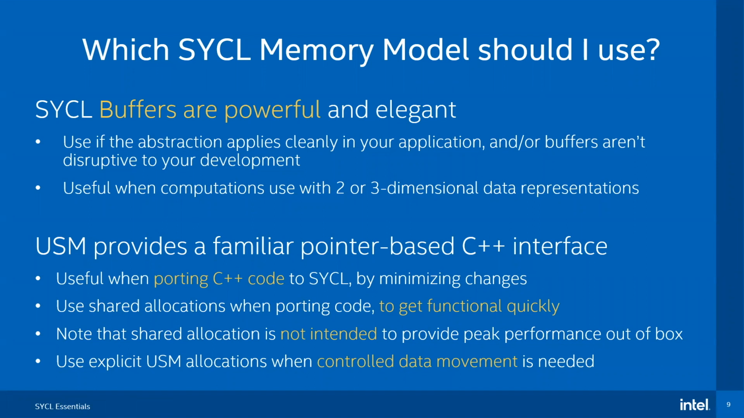Shared allocation is good when porting code just to get functionality quickly. Like I mentioned, shared allocation is not intended to provide the best performance out of the box. So using explicit movement is recommended because you have complete control over data movement. Right, so the choice is yours, whatever you're comfortable with. But we usually have examples on both buffers and USM.